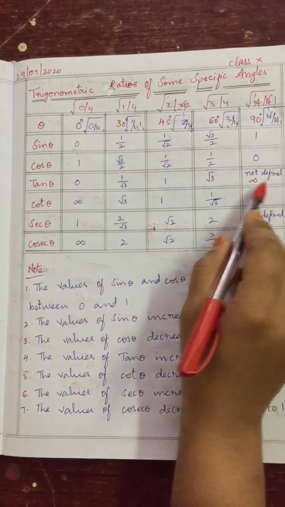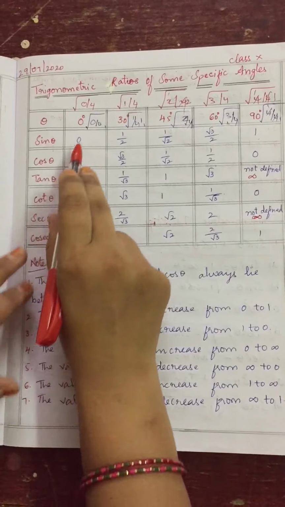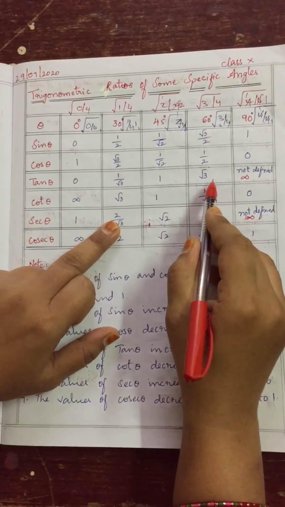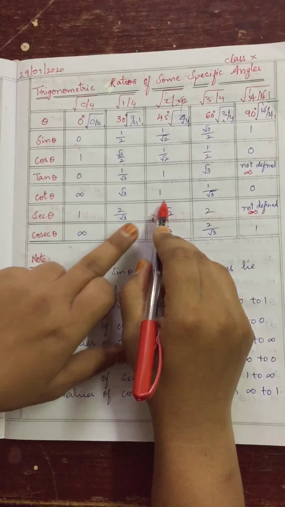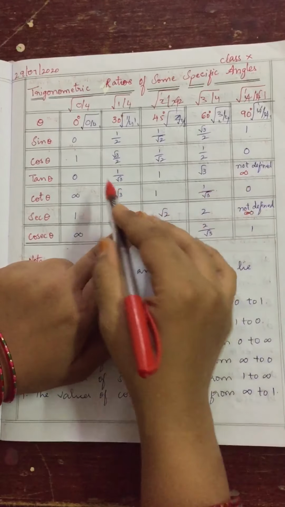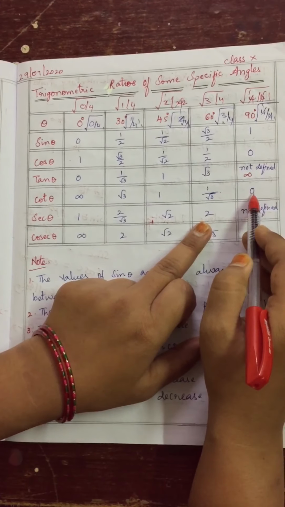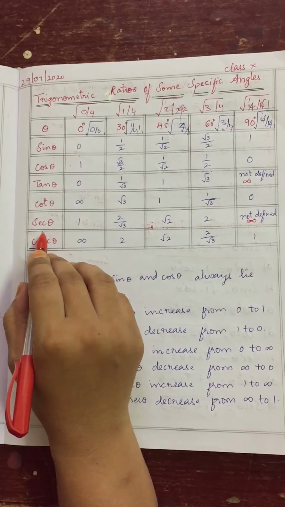Cot theta is the reverse of tan theta. Like cot 0 is infinity. Cot 30 is nothing but tan 60. Cot 45 is tan 45 only. Cot 60 is tan 30. And cot 90 is tan 0. Am I clear children? Now secant theta.